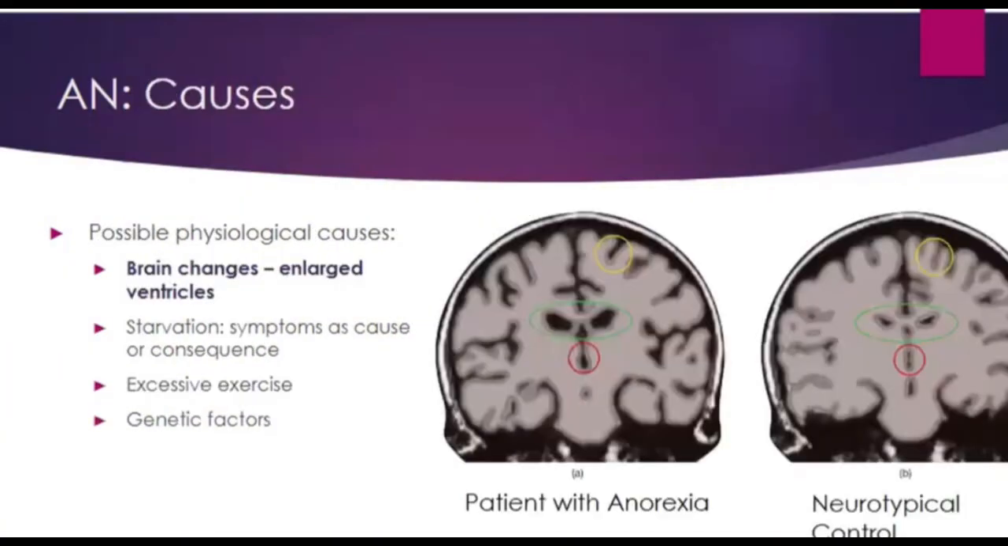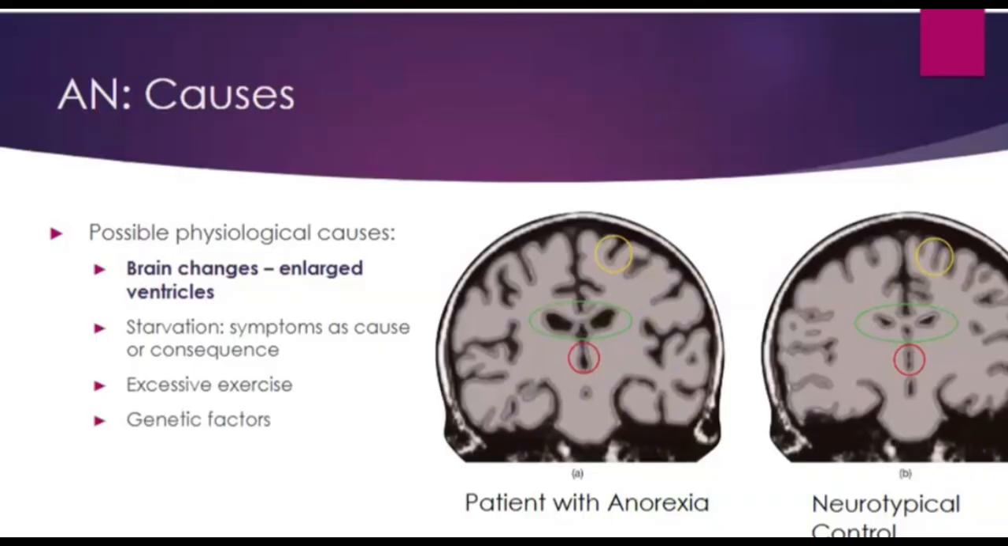So what causes this? We don't necessarily know the exact cause, but research shows that a person with this disorder might have enlarged ventricles in their brain. So you can see here there's brain matter, and the ventricles are the regions that hold the cerebrospinal fluid. And here we see someone with anorexia, and then we have our individual who's the neurotypical control.